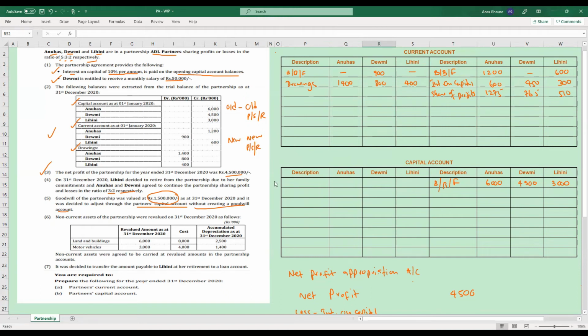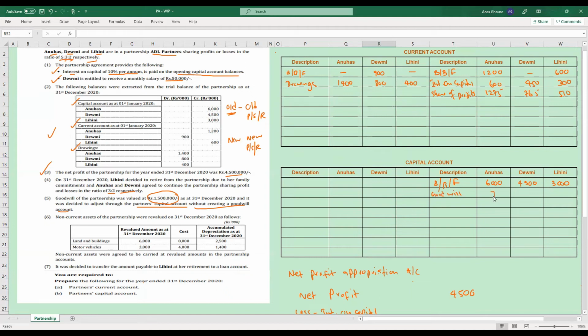So let's try to record this 1.5 million. The 1.5 million has to be credited to all the partners based on the old profit sharing ratio, which is 5:3:2. So 1.5 million divided by 10 times 5 will be 750. So goodwill has to be adjusted here. You can say goodwill.